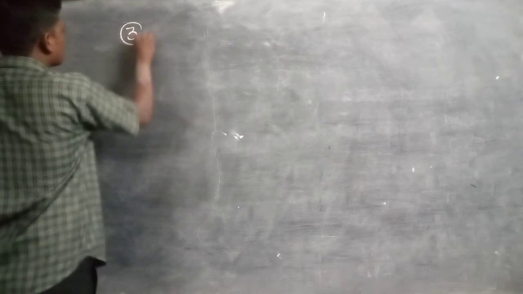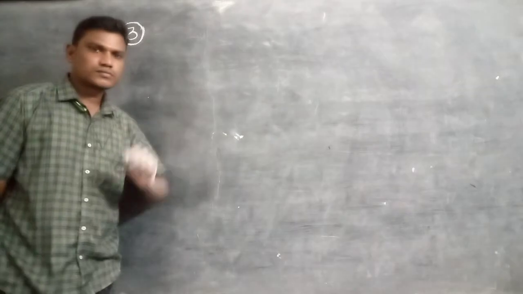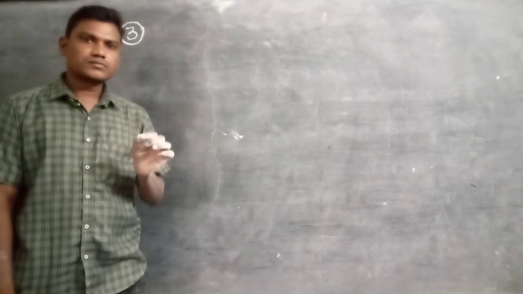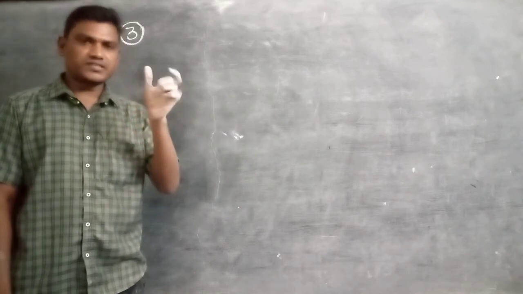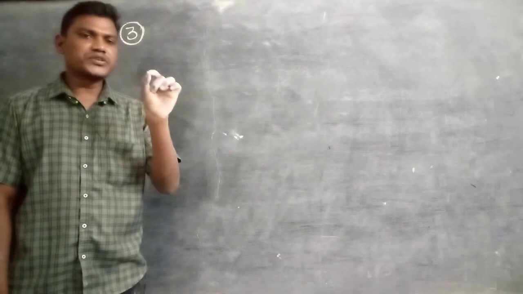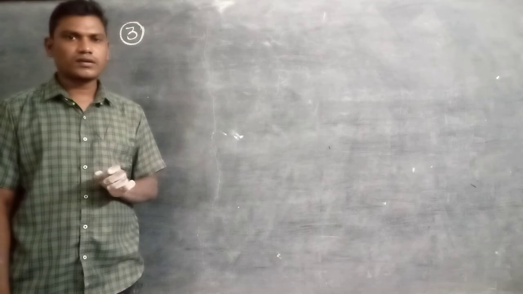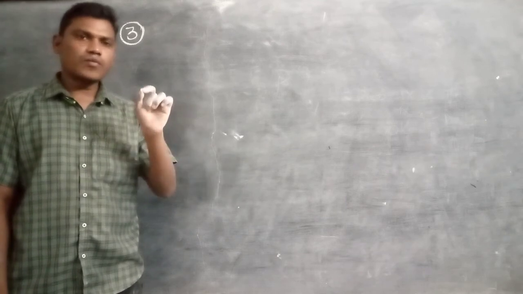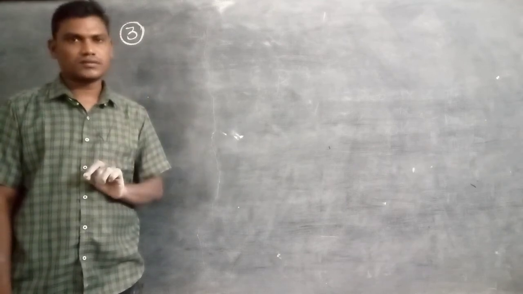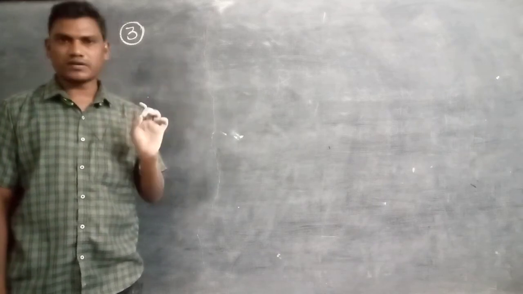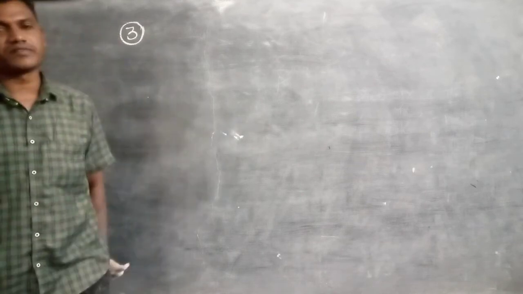Next, the third one. A car moves with 72 km per hour. Its momentum is 2000 kilogram meter second power minus 1. What is its mass? Listen very carefully.